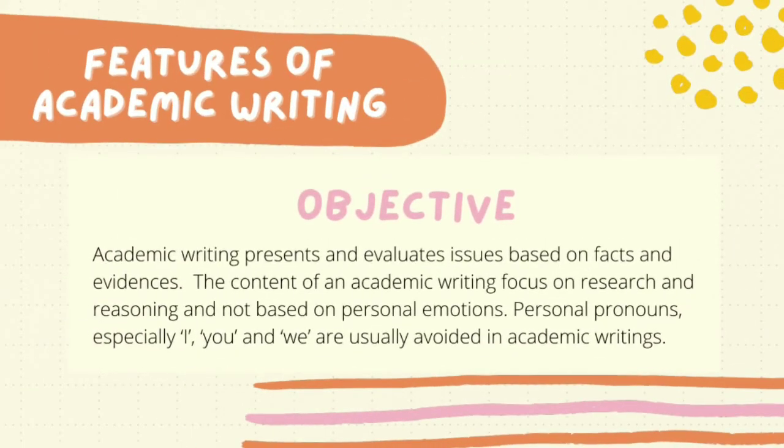The next feature of academic writing is objective. Academic writing presents and evaluates issues based on facts and evidence. The content of academic writing focuses on research and reasoning and is not based on personal emotions. Personal pronouns, especially I, you, and we, are usually avoided in academic writing.